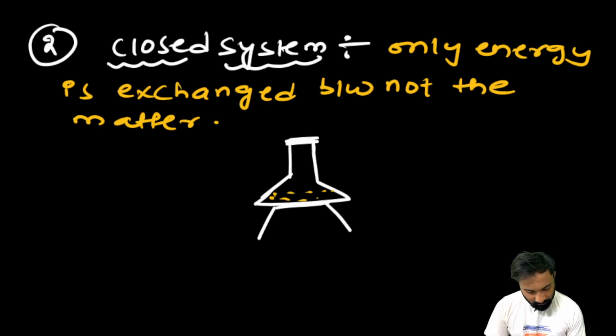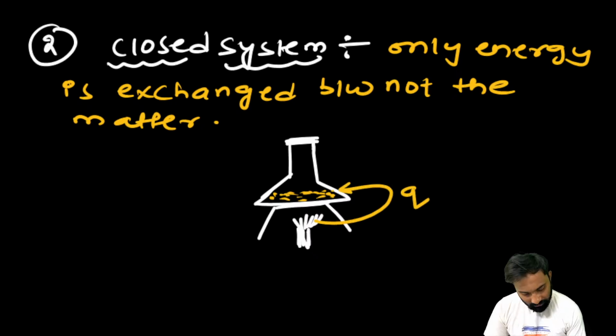Instead of taking the open vessel, now I was taking the closed vessel. Done? Now, if I was giving the same heat to the system, what will happen? What is it exchanging? Heat it is exchanging. But this liquid gets heat from the surrounding.